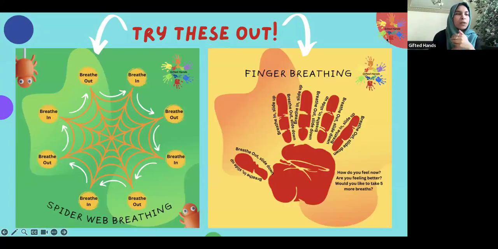Then we have the spider web breathing. So breathe in, breathe out, breathe in, breathe out. While you do this, for example, I'm doing it with the child. I'm saying breathe in, the child is going breathe out, breathe in, breathe out. So this is spider web breathing. Or you can take a printout of a spider web, have the child color it and say, see, when you're feeling angry, when you're feeling frustrated, go breathe in, breathe out.